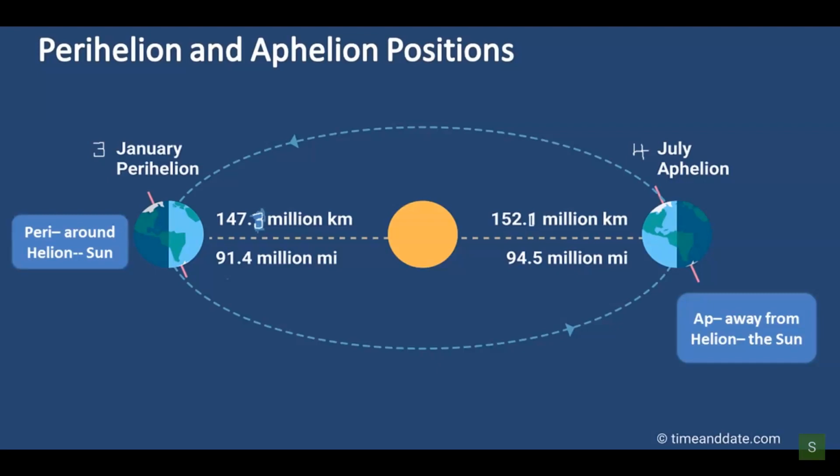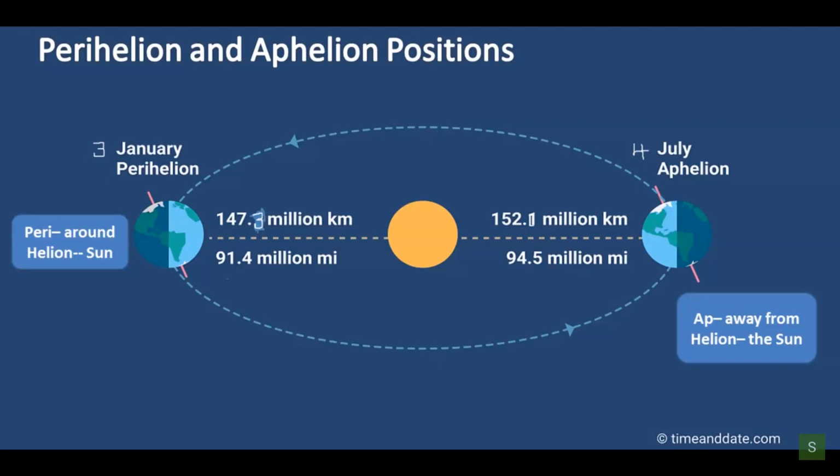The Earth is said to be in perihelion on January 3rd, when the distance is least, about 147.3 million kilometers. When the Earth is farthest from the Sun, the position is called aphelion. The word aphelion is derived from the Greek words aph and helion. Aph means away from, helion means the Sun.